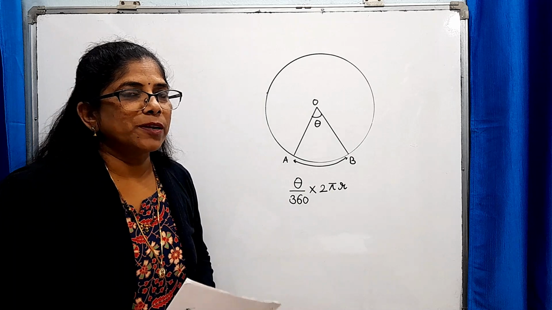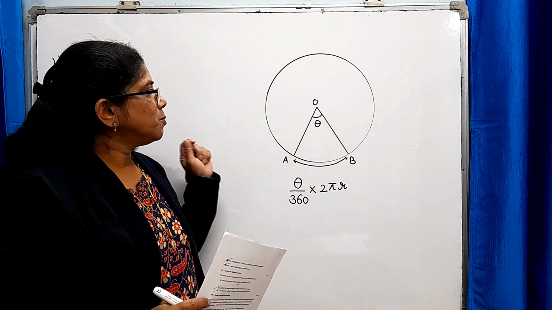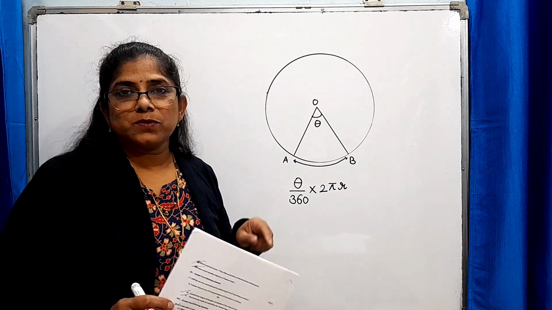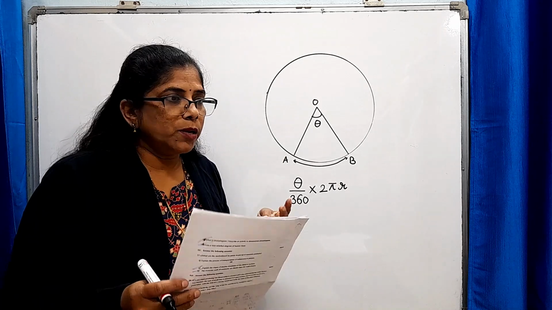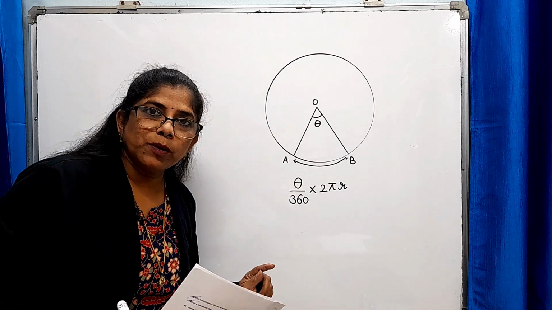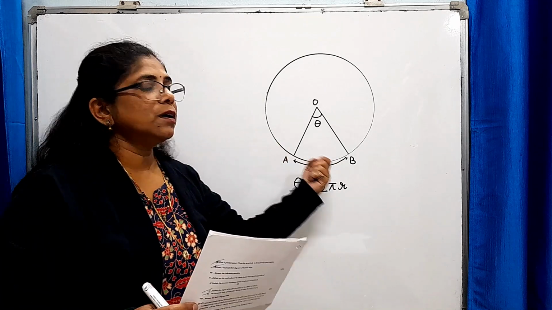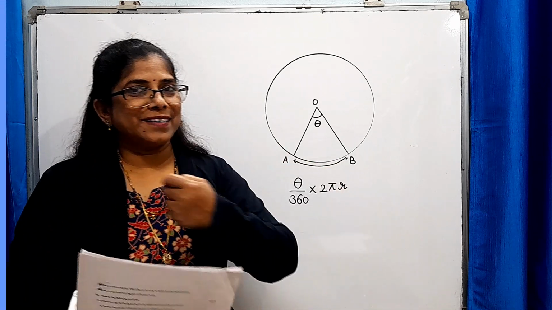Read the question properly. It's length of the arc and not the area of the sector. Because here students get confused. They look out for the formula for area of sector because that is there in their mind. So read the question properly. Here they have asked length of the arc. So it is theta upon 360 into 2 pi r.